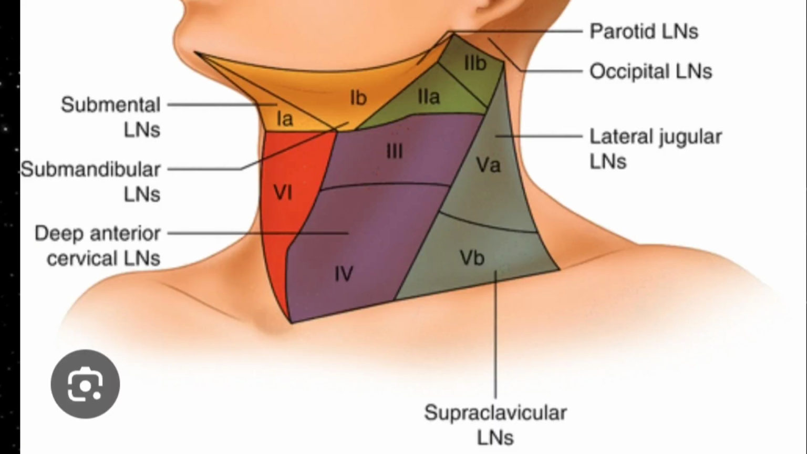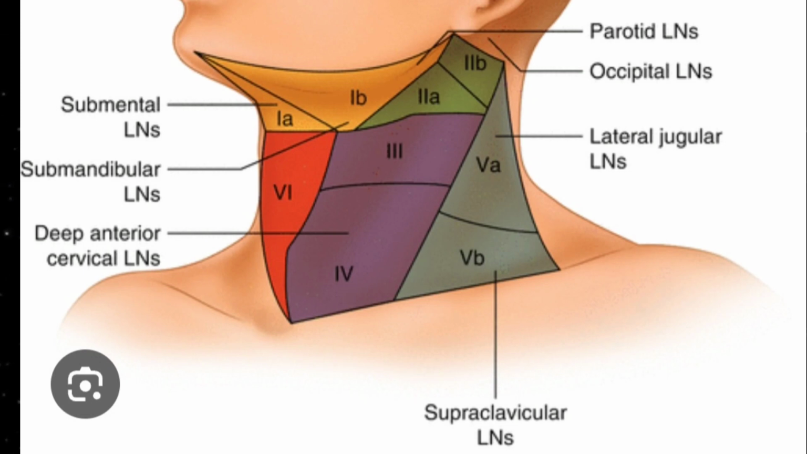This schematic chart has been given to familiarize you with the presentations of the lymph nodes and for revision of the anatomy. Here you can see that the cervical lymph nodes are categorized into 7 levels. On the top you can see level 1, denoted as 1A and 1B. These are the submental and submandibular lymph nodes. Next come 2A and 2B, which are the parotid lymph nodes and occipital lymph nodes.